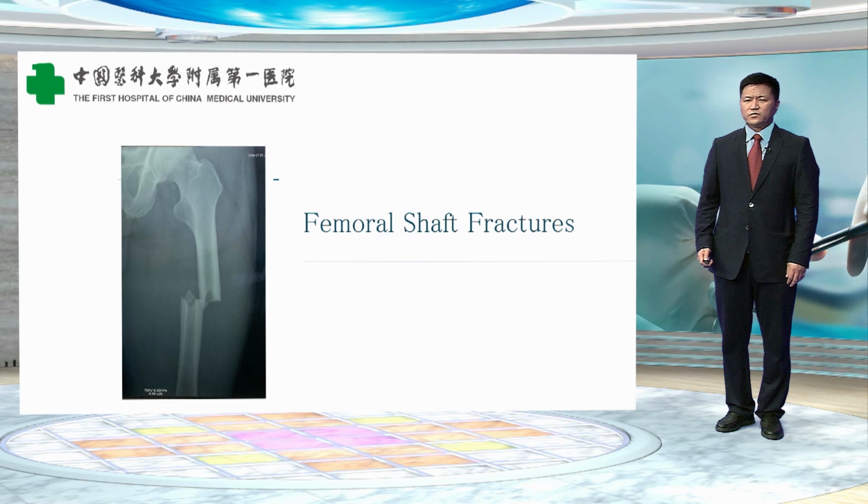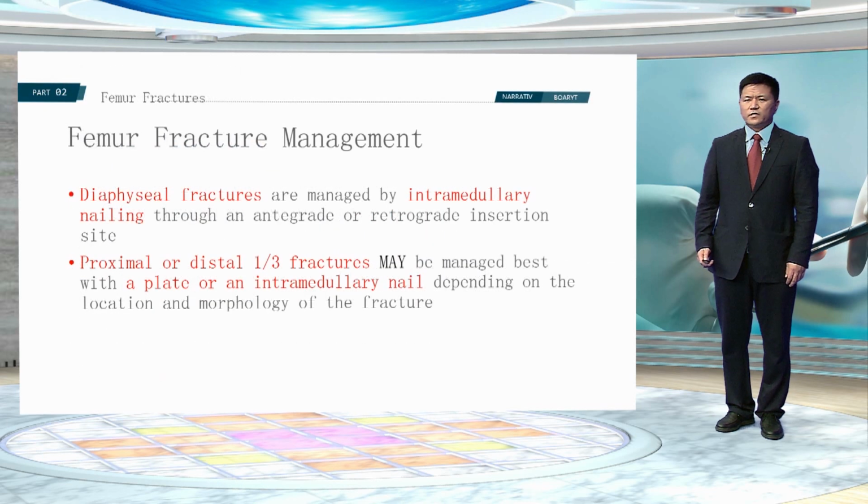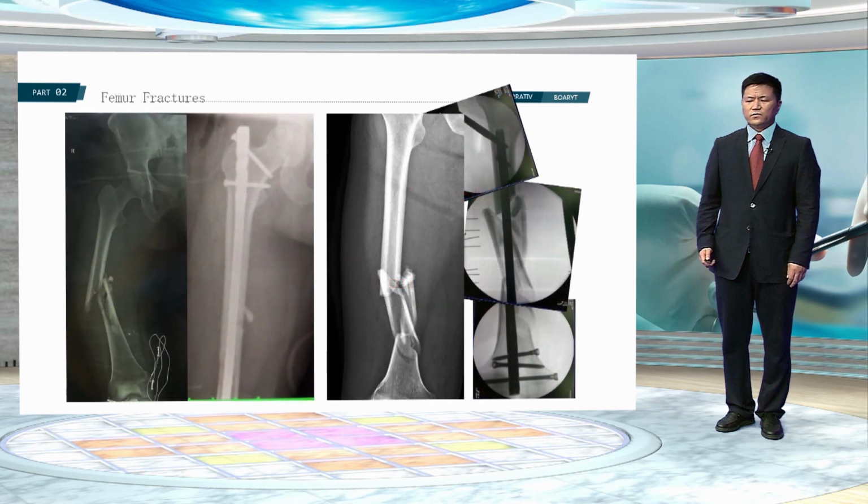The femoral shaft fracture usually has 2 implants. The first is the intramedullary nail, and the other is the plate. If the fracture is a diaphyseal fracture, usually we prefer to use the intramedullary nail. This is the nail. First is the antegrade nail. The other is the retrograde nail.